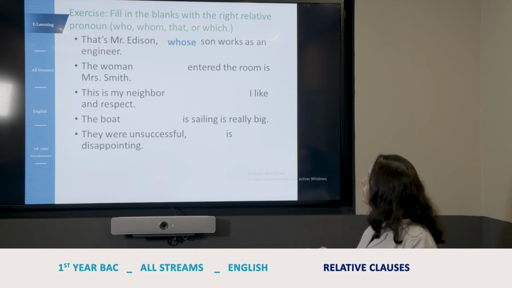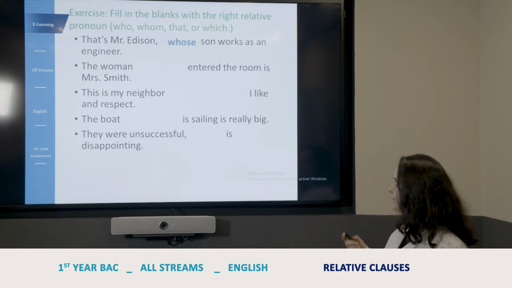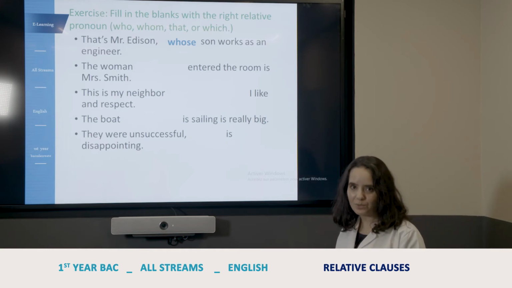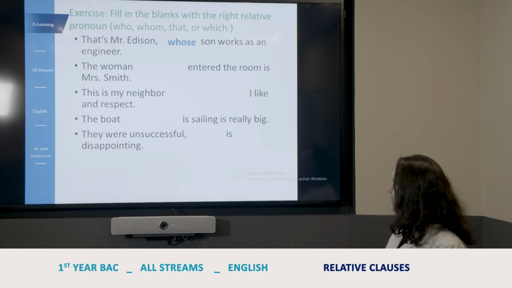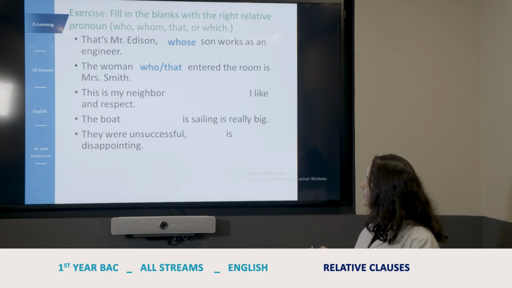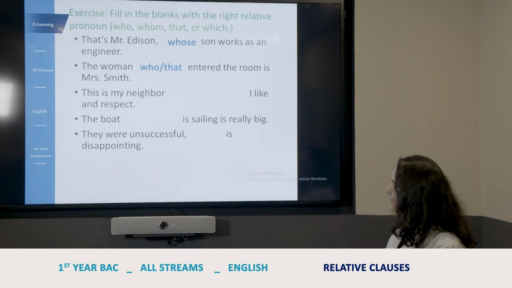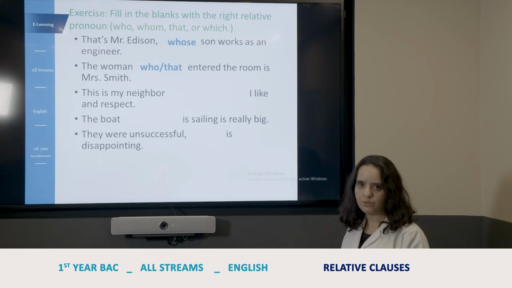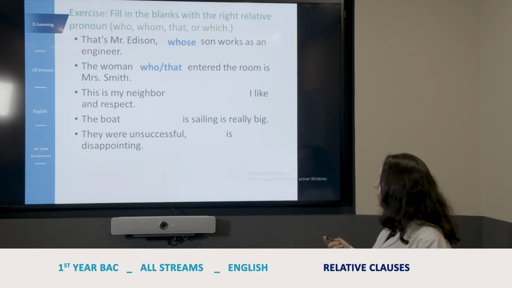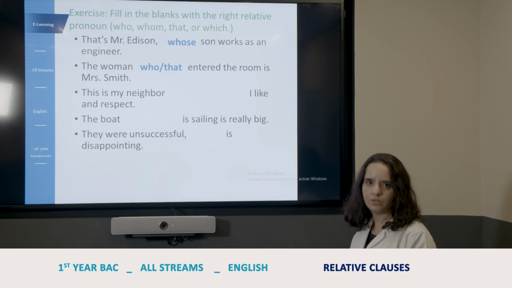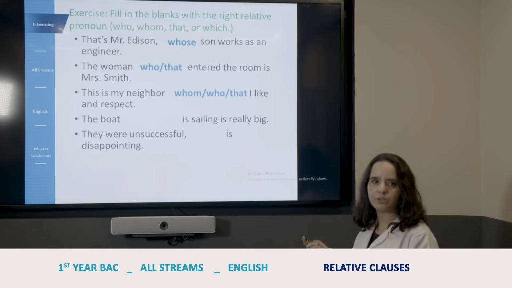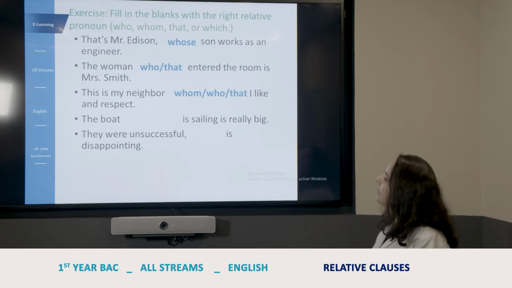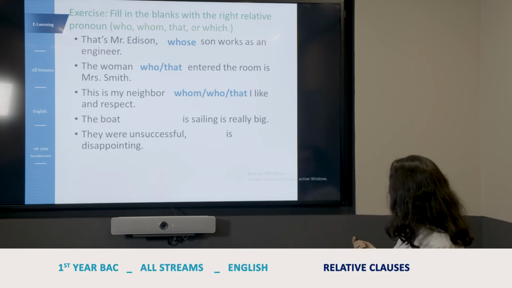Number 2. The woman who entered the room is Mrs. Smith. Here the woman is a person and we need a subject pronoun. So the right answer is who or that. Next, this is my neighbor I like and respect. Neighbor is also a person. So we need a relative pronoun that refers to people or a person. And the right answer is who or that. So the 3 possibilities are correct here.